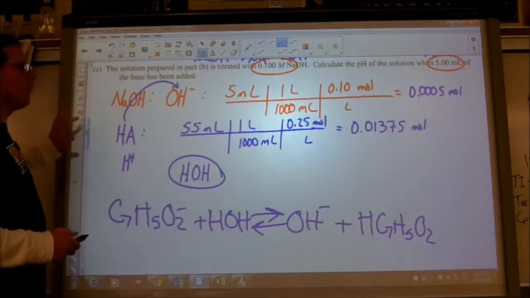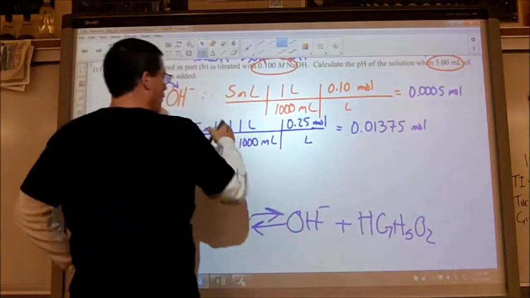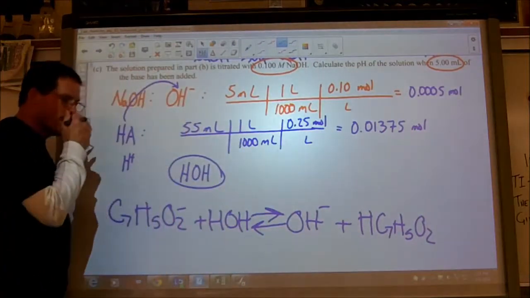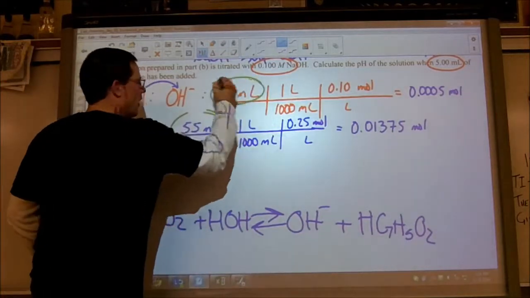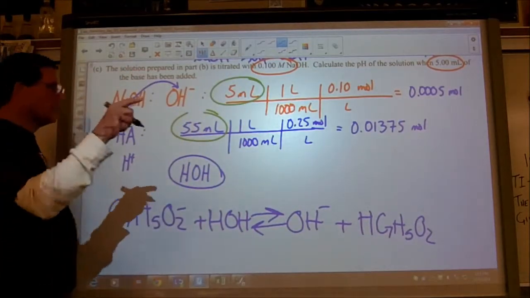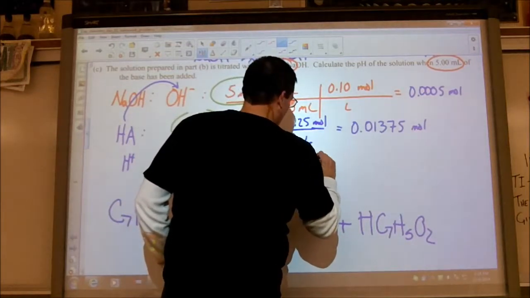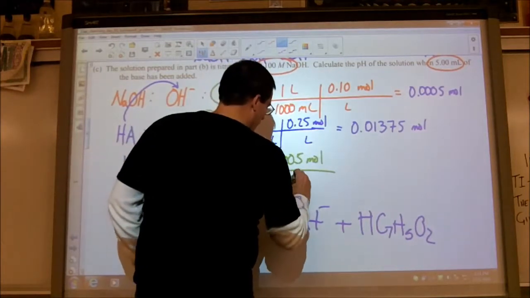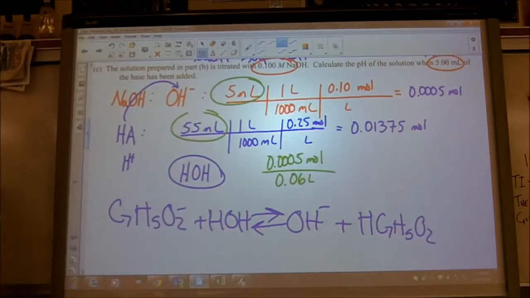All right, so we need to find the concentrations of these things. So what is our volume? Our volume is 60 milliliters. How'd you get that? Because I added up 5 and 55, which is equal to 60 milliliters.